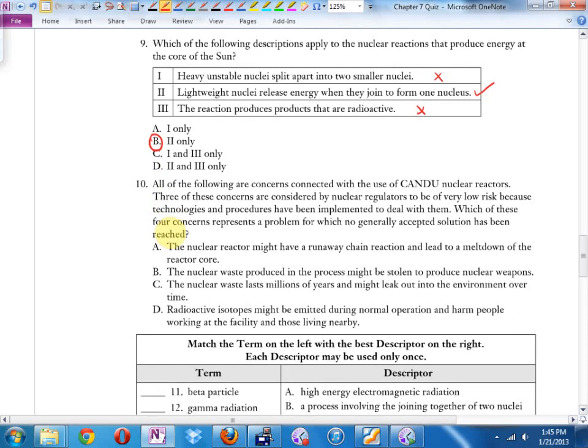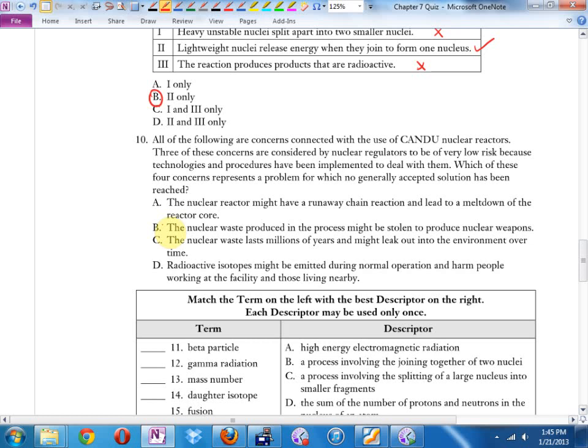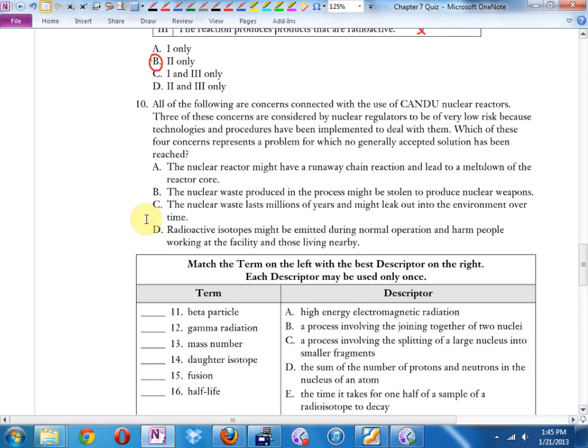All the following are concerns connected with the use of CANDU nuclear reactors. Canada makes a nuclear reactor. It's called the CANDU. It's a very good nuclear reactor. We have about 35 or 40 of them in operation here in Canada, mostly in Ontario. Why don't we have nuclear reactors here in BC? Where do we get our electricity from? We're lucky we have these mountains and streams, hydroelectric power.